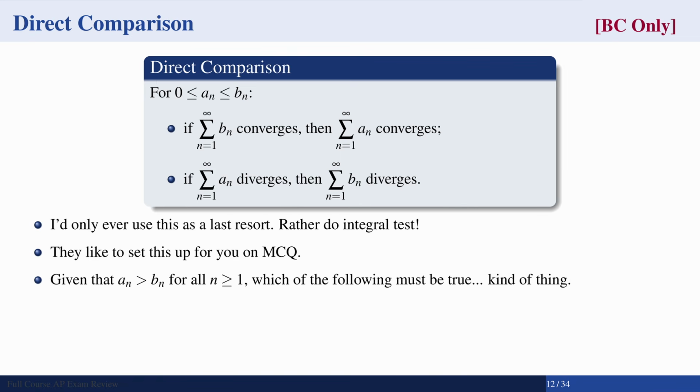So you do want to work out the 4 possibilities, like a sub n is bigger or a sub n is smaller, and then each of them can either converge or diverge, and just think about what happens in that scenario. But you will probably see this in multiple choice, if at all.